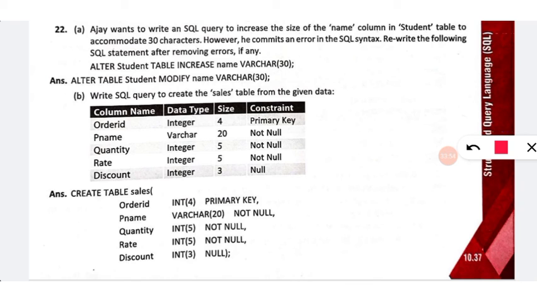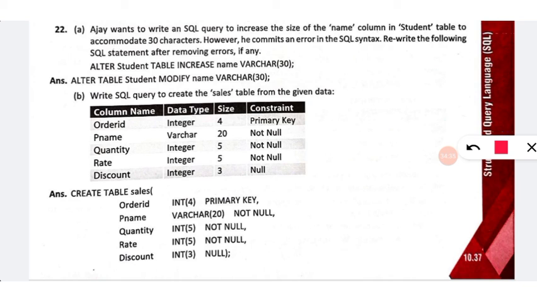So the correct statement is alter table, then the table name, that is alter table student. We have a clause modify, then the column name which we want to modify, that is name, then its data type and its size. If you want to change the data type also, you have to give the data type and size as it is, like this itself.